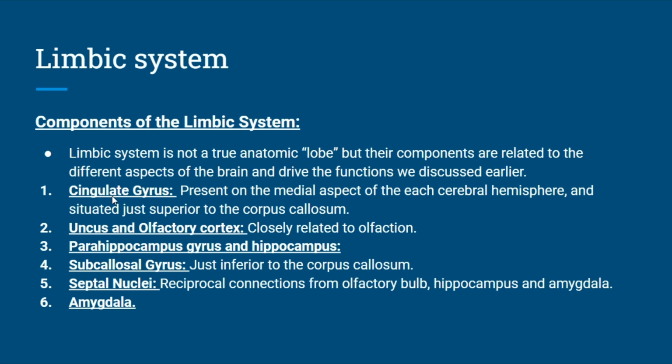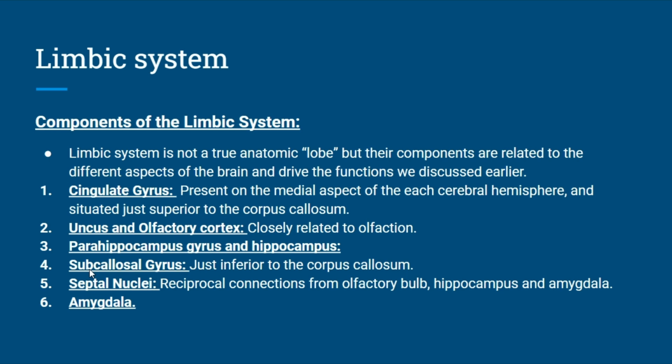The very first one is the cingulate gyrus. It is present on the medial aspect of each cerebral hemisphere, and it is just superior to the corpus callosum. Then we have the uncus and the olfactory cortex, which are going to be closely related to olfaction, or the sense of smell. Then we have the parahippocampal gyrus and hippocampus. We also have a subcallosal gyrus, which is just inferior to the corpus callosum.